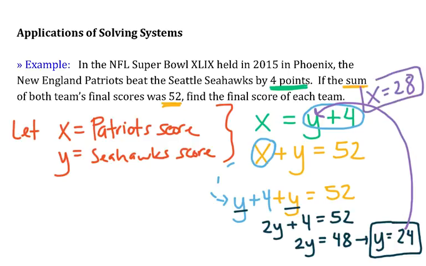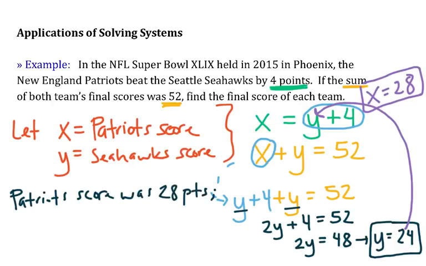So I have my solution sitting here, but just so that we're clear, I'm going to write a little sentence to interpret what we found. We just found that x is 28. That means the Patriots' score is 28. So the Patriots' final score in the Super Bowl was 28 points. And when we found y to be 24, that's what told me that the Seahawks' final score was 24 points.